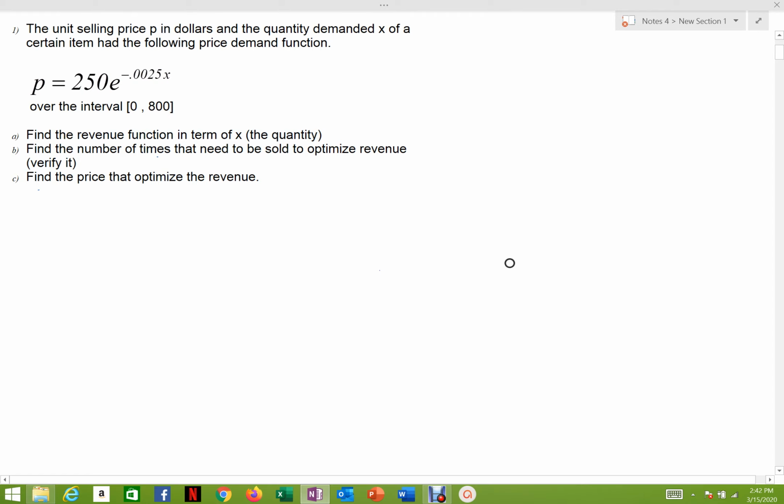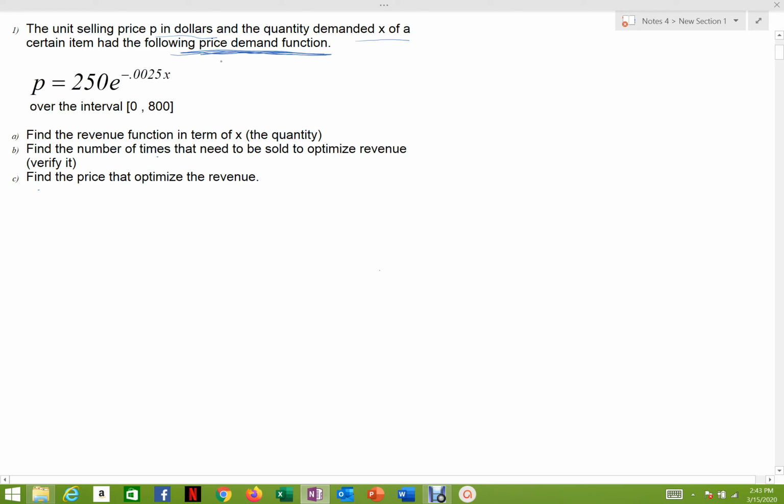Today we're going to get started with the first couple of problems. Here is the revenue function that we're going to solve and then optimize for. We have a function P, which represents the price in dollars of a certain quantity demanded, where x represents the number of items demanded. We're given the price-demand equation.